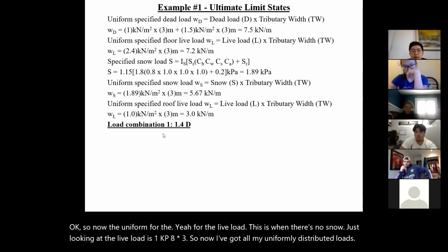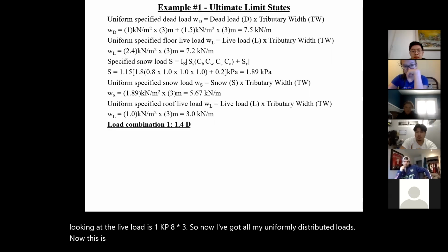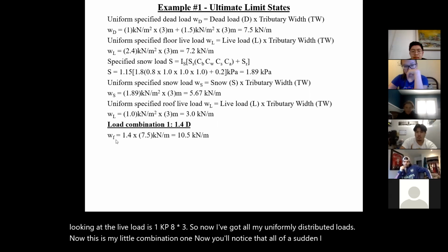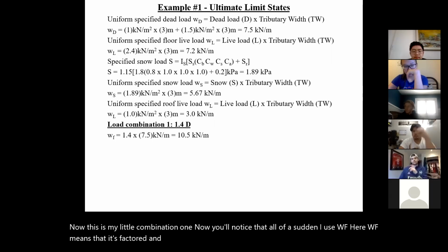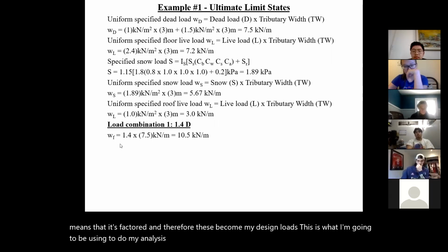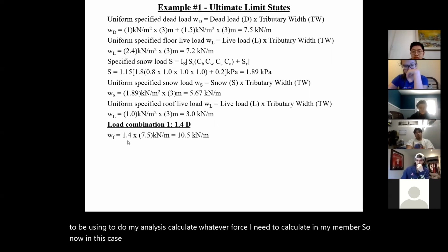Now, this is my load combination 1. Now you'll notice that all of a sudden I use WF here. WF means that it's factored, and therefore these become my design loads. This is what I'm going to be using to do my analysis to calculate whatever force I need to calculate in my member. So now in this case, I only have dead load, therefore the load factor is 1.4, okay?